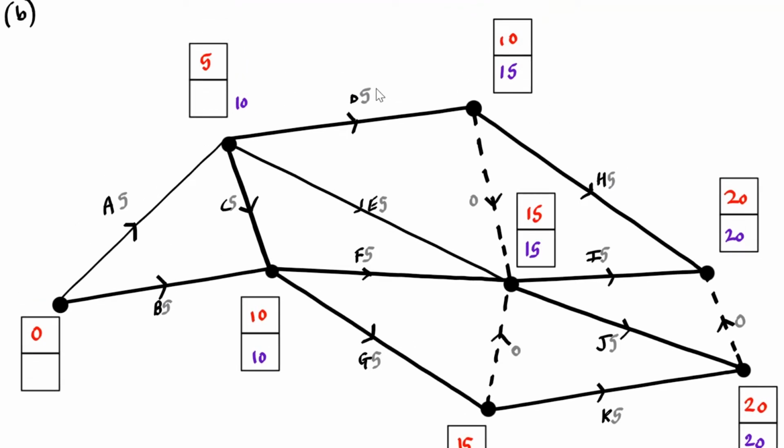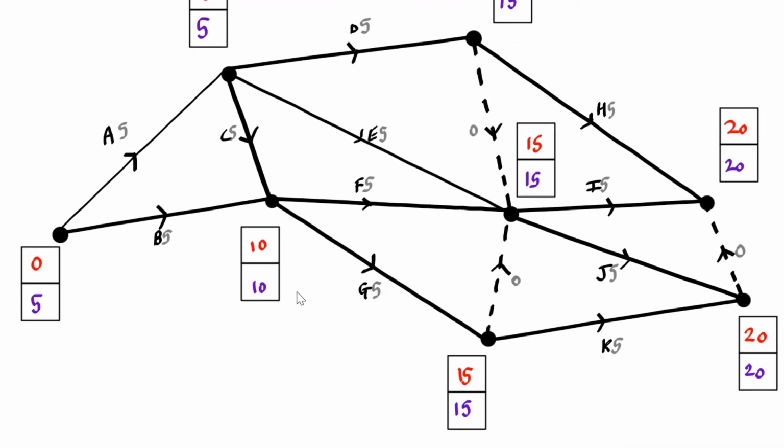So 5, we can compare that with the 10. The 5 is smaller, so 5 goes inside here. 10 take away 5, that's 5. 5 take away 5, that's 5. 5 goes inside. So hopefully you can see everything that I've done so far is what you'll normally be used to. So now we need to find out our critical paths.